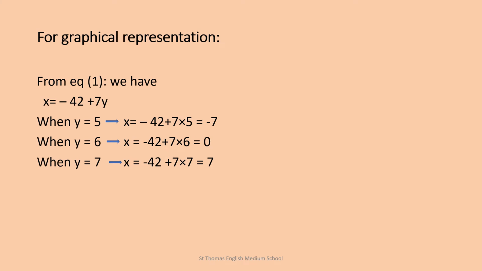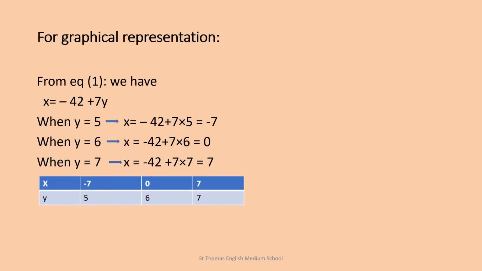Now you have to represent the values of y and its corresponding values of x in a tabular column. When you are drawing the table, please don't forget to write the values of x and its corresponding values of y. We have taken y = 5, then its corresponding value of x is -7. When y = 6, then x = 0. When y = 7, then x = 7.